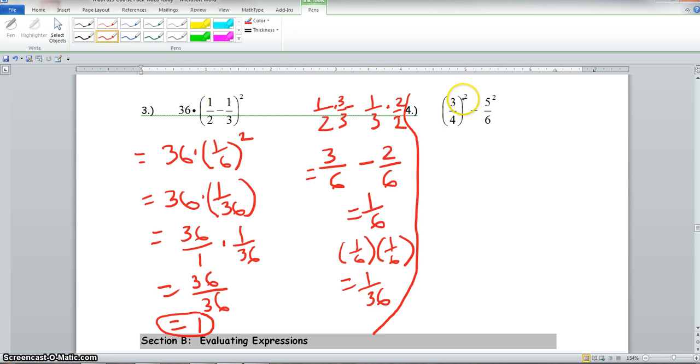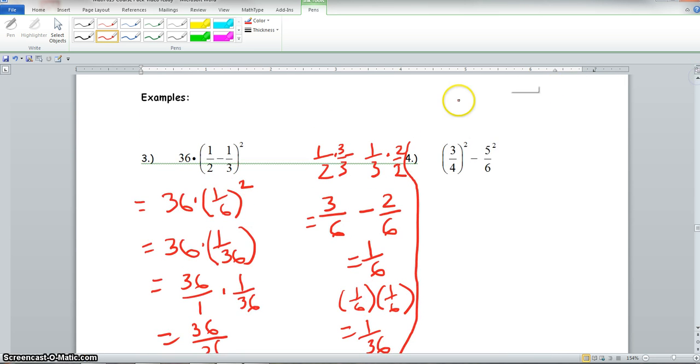And we have that to the second power minus 5 to the second power over 6. So we'll take this parenthesis 3/4 to the second power. Now what I would do is write this up here, just for space. We have 3/4 times 3/4, which will give us 9/16. So this becomes 9/16. We'll leave it in parentheses.